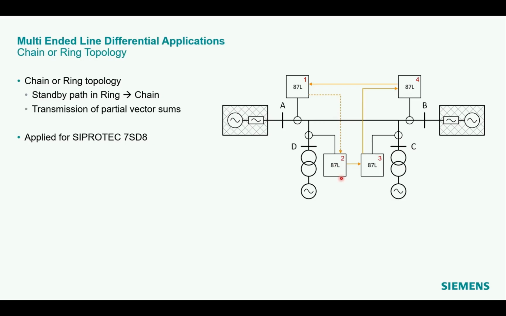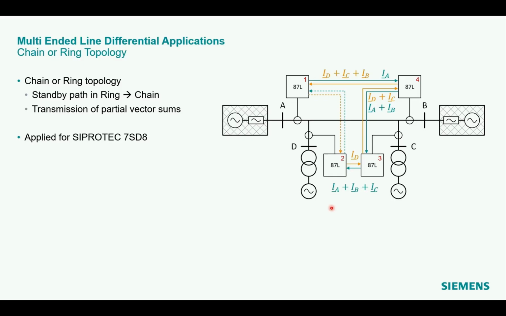The relay 2 will send its local measured phasor I2 to the relay 3. The relay 3 then adds up its local measured current and sends it to the relay 4 plus the received current from the relay 2. So I2 plus I3 is transferred to the relay 4. The relay 4 does the same. The same applies also for the opposite direction, where the relay 1 sends to 4, 4 to 3, 3 to 2.